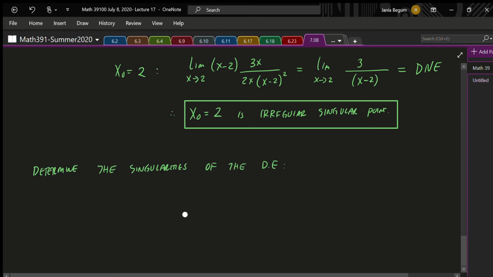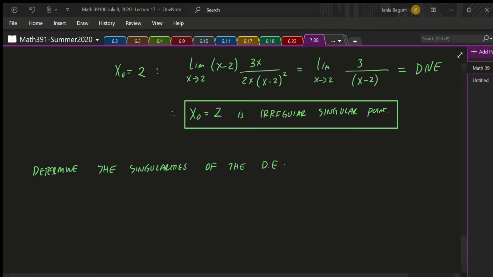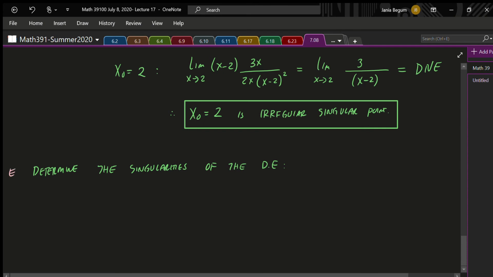Oh, perfect. Okay, so this is example 2. Let's consider this differential equation: x squared times (1 minus x) squared y double prime plus 2x y prime plus 4y equals 0. So you want to determine the singular points and then classify them.